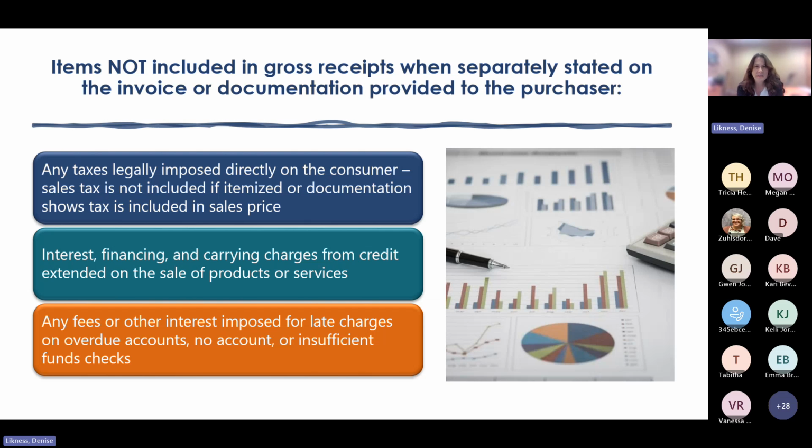Examples of some of these taxes legally imposed directly on the consumer is the federal telecommunication excise tax. And what that is, it's a 3% tax mandated by the federal government. And it is imposed on all telecommunication services, including local distance calls and wireless bills. And it is paid by the person paying for the service.